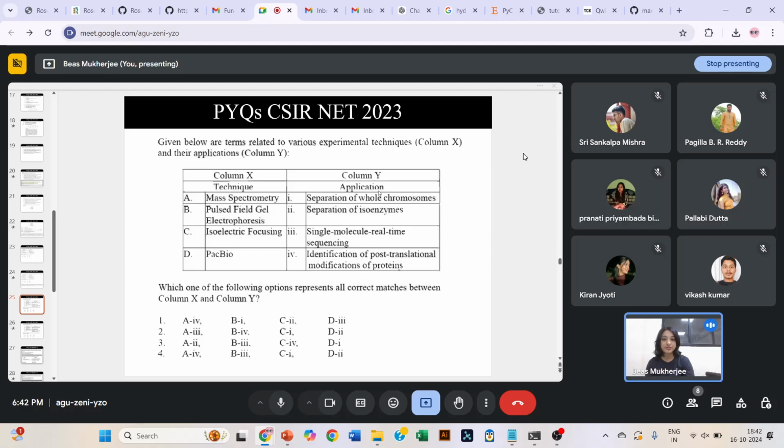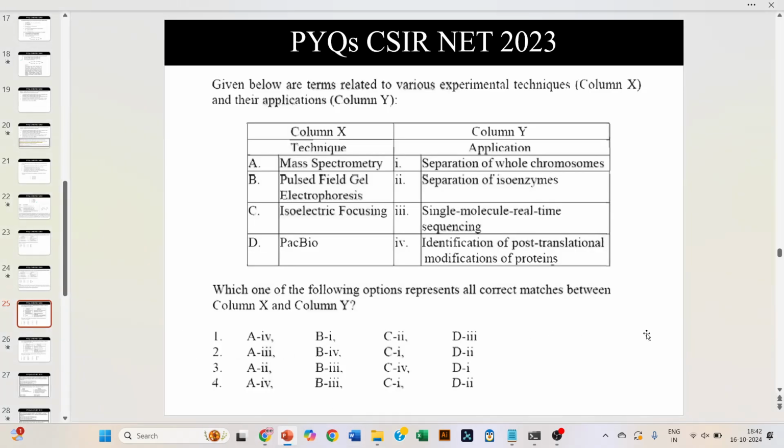Try. Mass spectrometry, what is it used for? And isoelectric focusing. If you remember, mass spectrometry is used for knowing the exact sequence of residues in a protein. What else can it tell you? Isoelectric focusing means that you are focusing all the proteins at a specific pH. Okay, we will look at the answer in case you are confused.